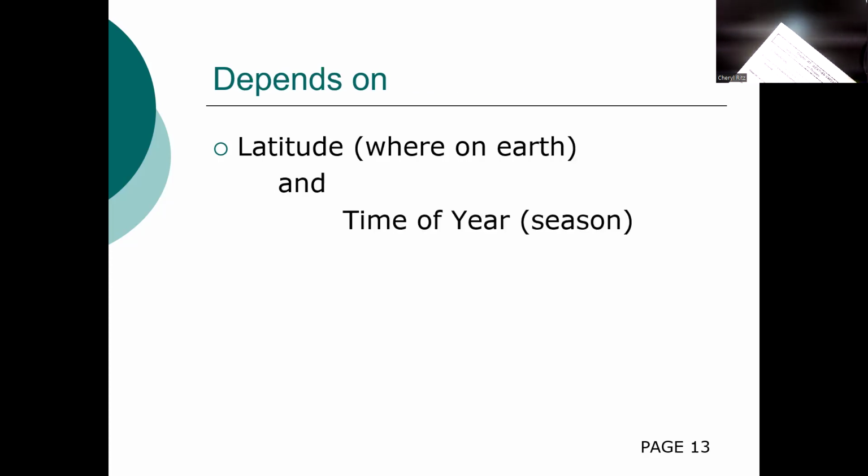So let's just write in our notes here on page 13. For latitude, again, where you are and time of year are the two things that control how long the sun is in the sky. And you basically told me you knew this already.